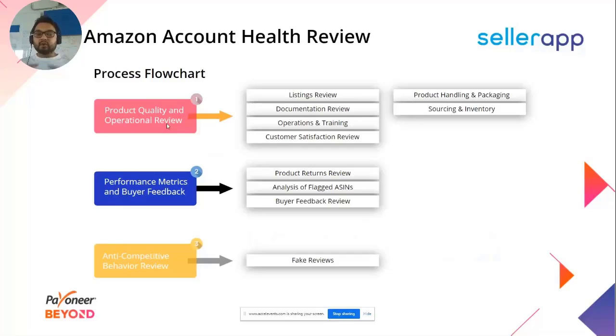So as a general flow, what I do during the account audit is break it down into 4 different flows: product and quality operations, performance metrics, the buyer side, and anti-competitive behavior reviews, fake reviews, your returns analysis. So this is a general standard flow.